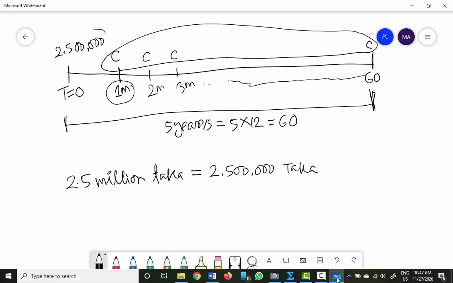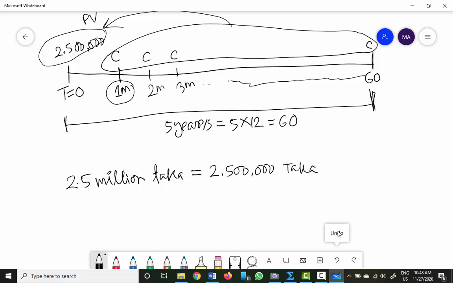So this is the amount you have borrowed today. This amount you will need to pay off by these monthly installments. That means the present value of all these future cash flows should be equal to this amount. So the present values of all these future installments should be equivalent to 2.5 million taka today.